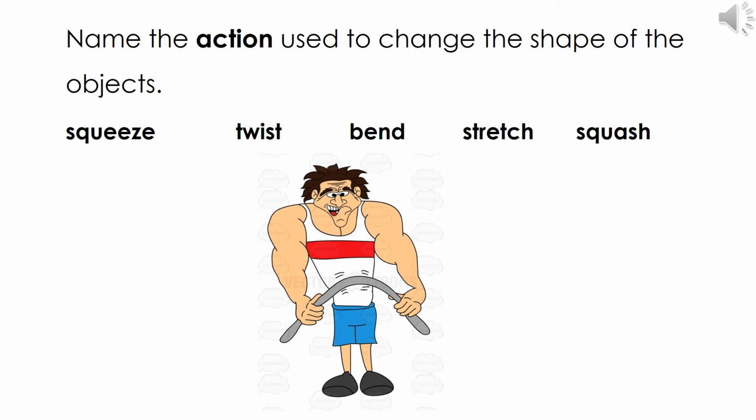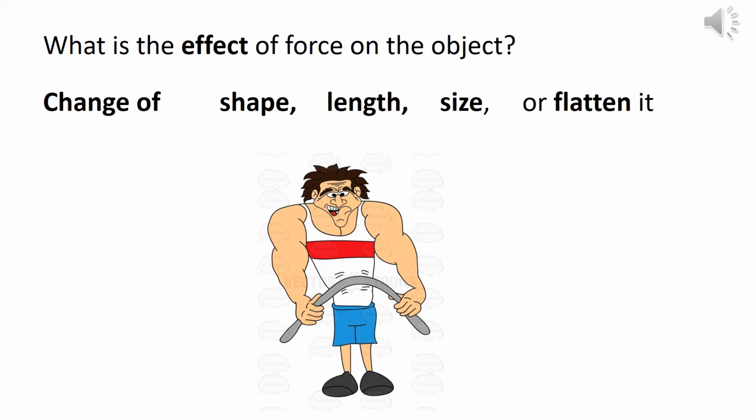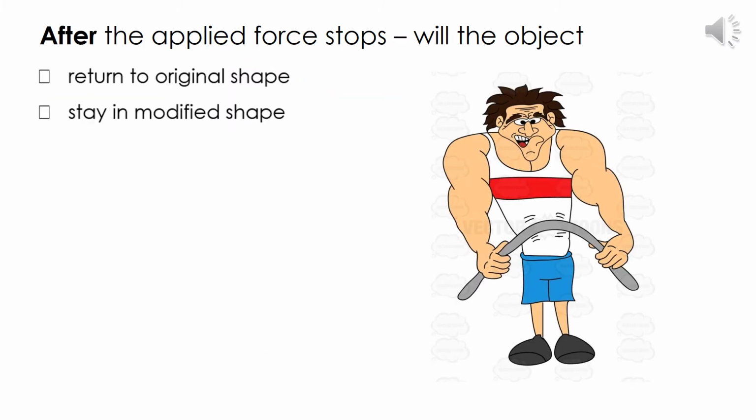Name the action used to change the shape of this metal bar. The man is pushing it quite hard, and the action is called a bend. What is the effect of the bend? We are just changing the shape of the metal bar. Will this iron bar return to its original shape or stay in the modified shape? After being bent, the metal bar will stay in its modified shape.